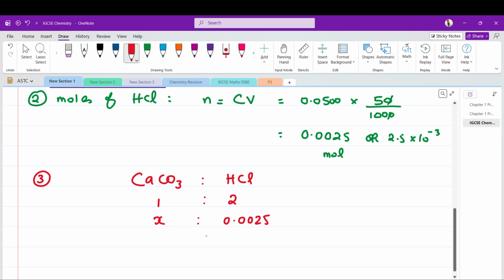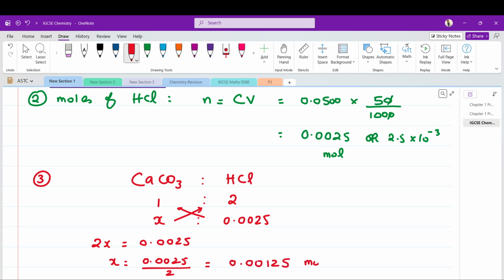So first, we'll cross multiply them. This becomes 2x is equal to 0.0025, x is equal to 0.0025 divided by 2, and that makes it 0.00125. Okay, what did we just work out? What we worked out is that we have a ratio of 1 to 2.